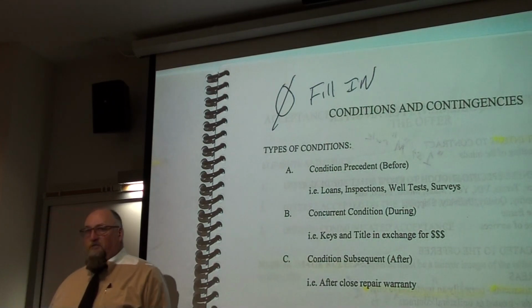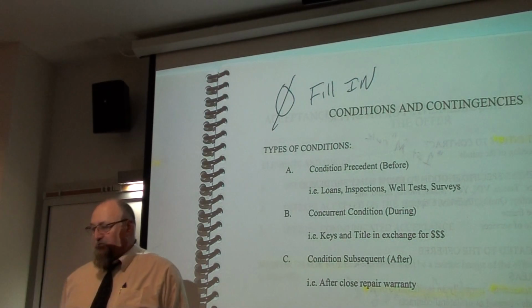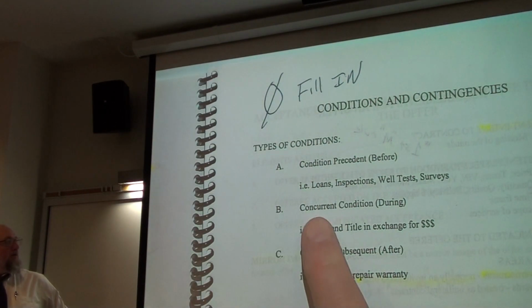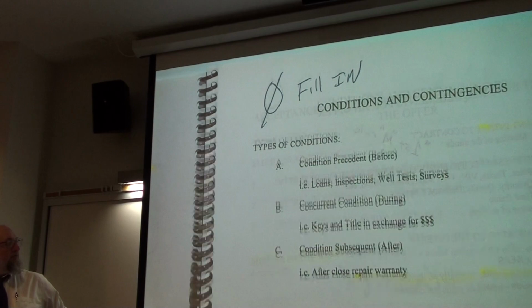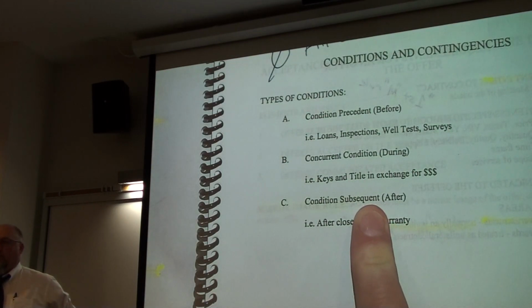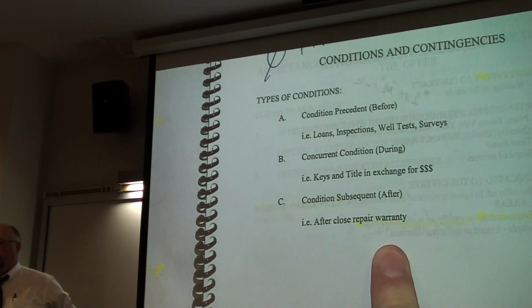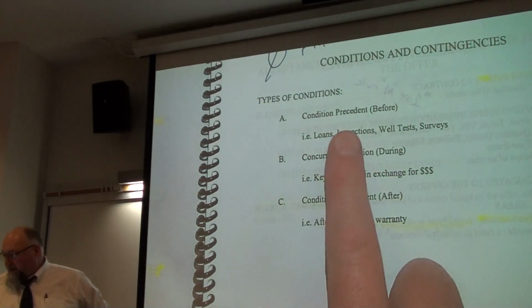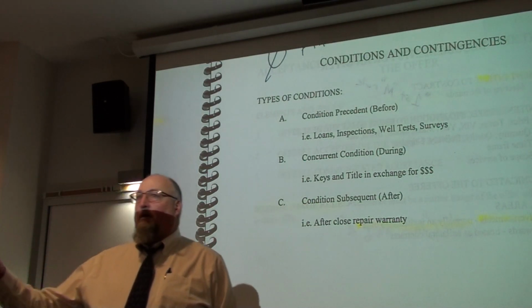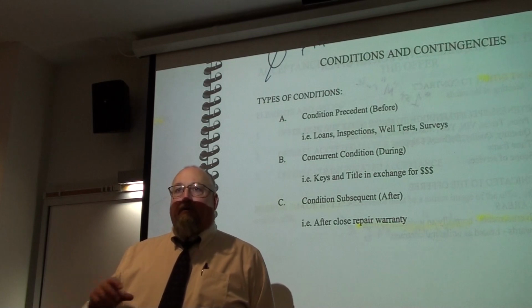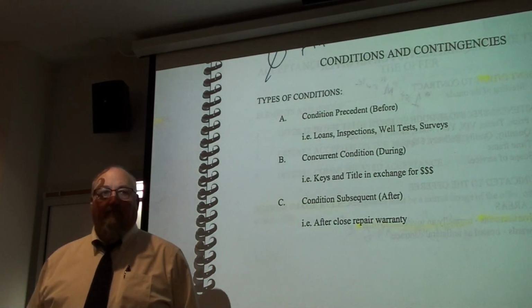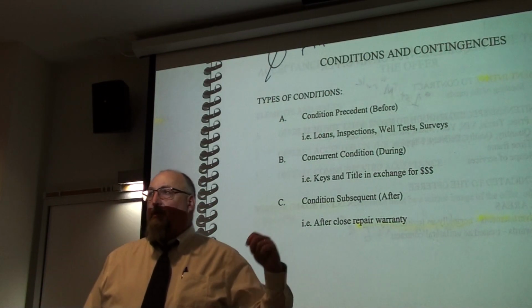So conditions and contingencies come in three flavors. Condition precedent, condition concurrent, and condition subsequent. Or in plain English, before, during, and after, right? So a condition precedent, before, is a condition that must occur before the contract is finalized. If it does not occur, then the contract is terminated or modified. That's what I was talking about in the real estate.